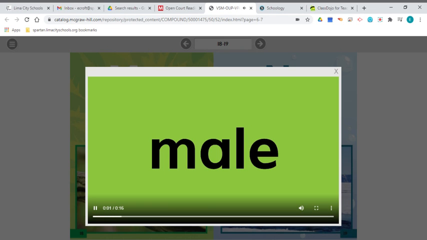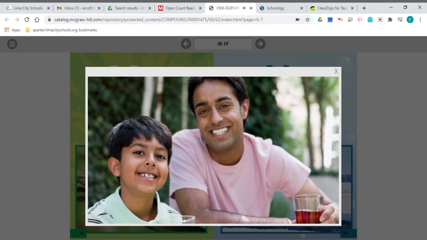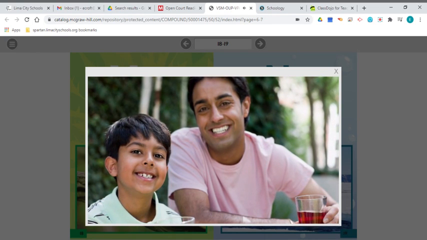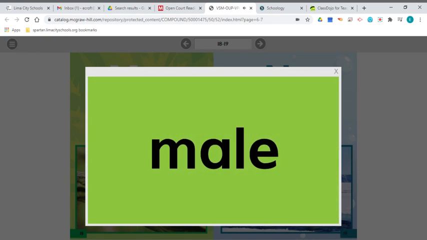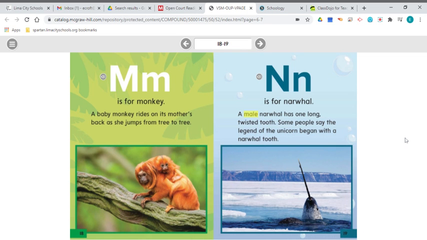Male. Able to become a father and father young. My brother and father are both male. So male, it's a boy. That's what it means. It means able to become a father. So that would be a boy. And those are the vocabulary words we're going to talk about today.